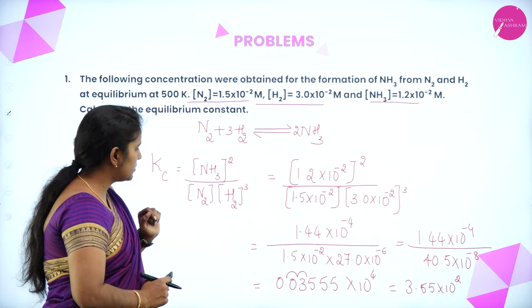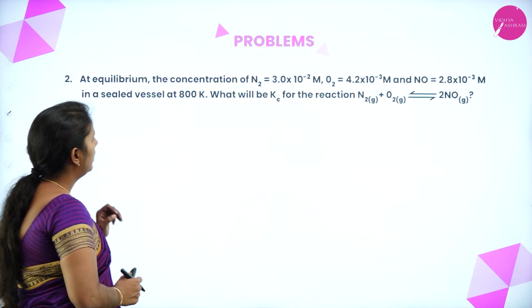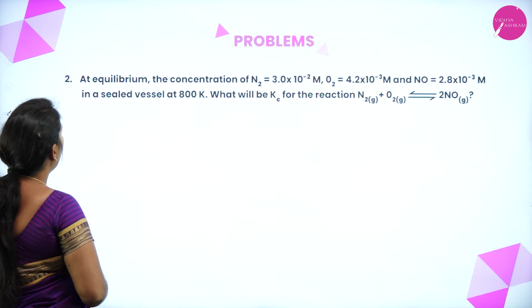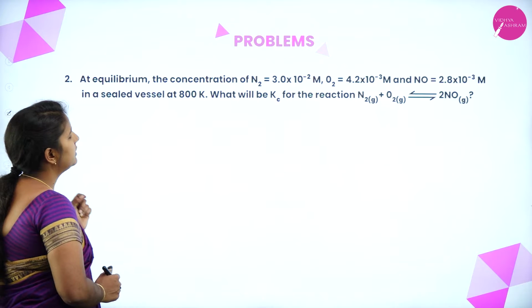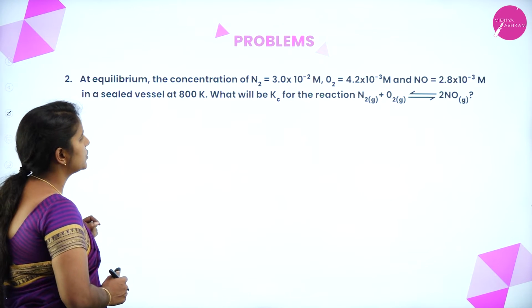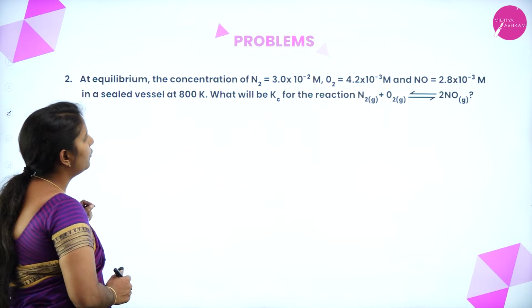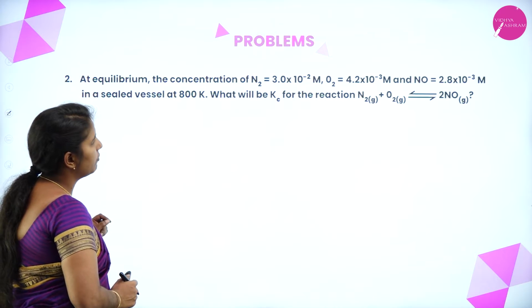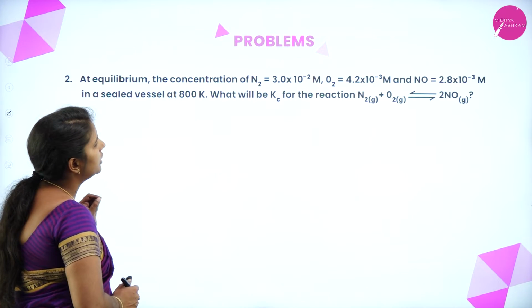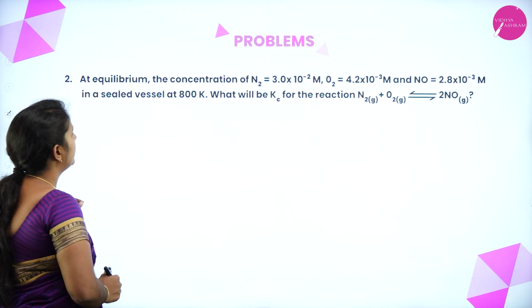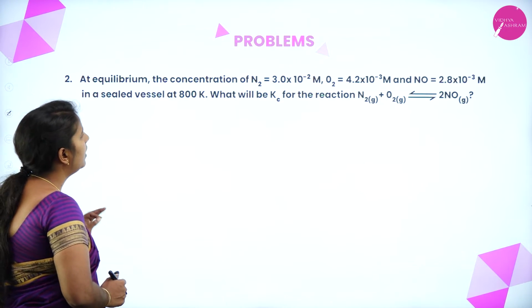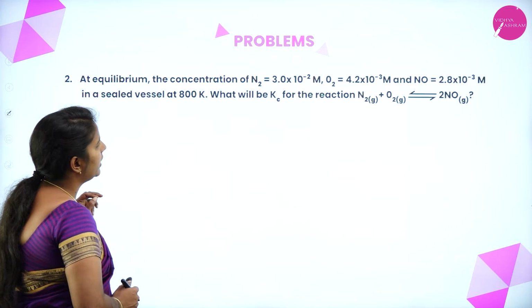So hope you all understood this. We'll take up one more numerical. At equilibrium, the concentration of nitrogen is 3.0 into 10 to the minus 2 molar and oxygen is 4.2 into 10 to the minus 3 molar and nitric oxide is 2.8 into 10 to the minus 3 molar in a sealed vessel at 800 Kelvin. What is the Kc for the reaction?